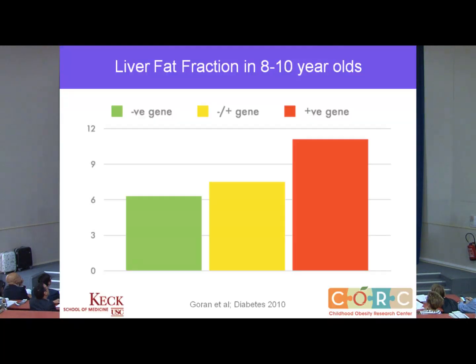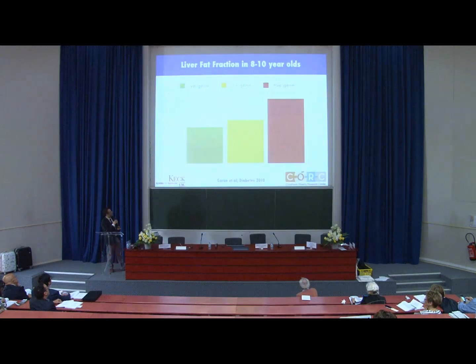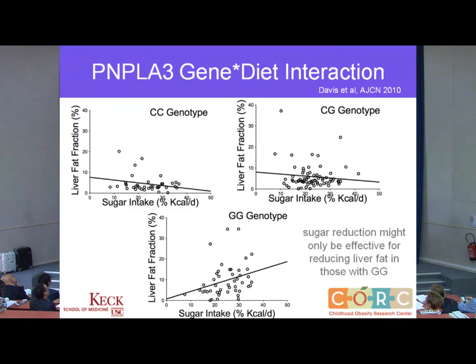And the effect of this gene we showed was manifested as early as 8 years of age. That's the earliest that we've studied it, but I'm sure in younger children this is probably true as well. To make this story more interesting, we also looked at the interaction of this gene with dietary components.